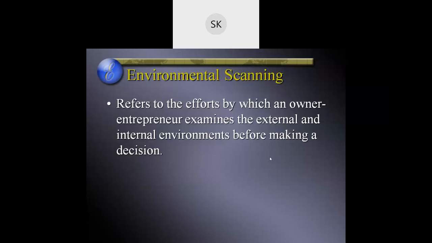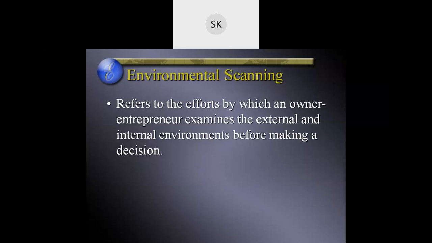Sorry, environmental scanning refers to the efforts by which an owner entrepreneur examines the external and internal environment before making a decision. Environmental scanning is the first part of environmental assessment. Whether you call them owner or entrepreneur, both are mostly the same, right? So it examines the external and internal environment.